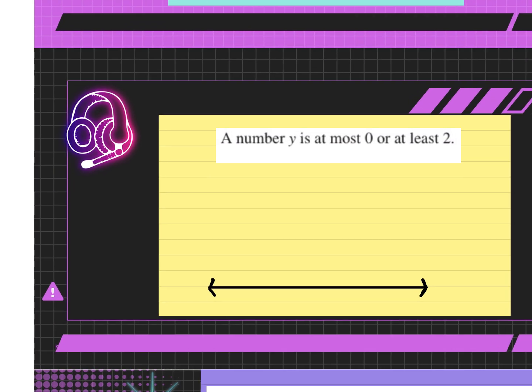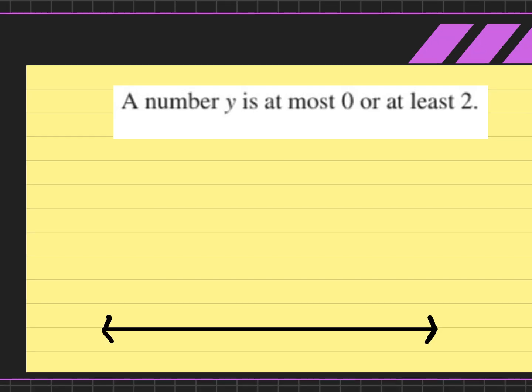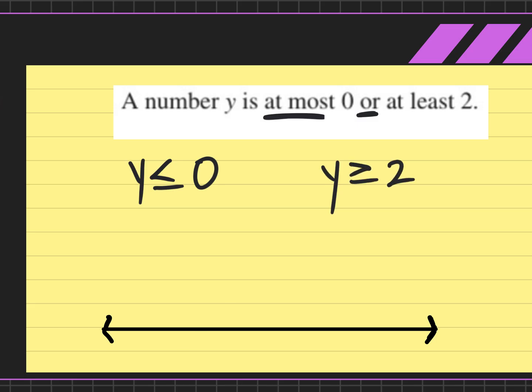This one, hopefully you see the word OR, but again, if you didn't, let's think about what this is saying. A number y, so my variable is y, is at most 0. If something is at most 0, that means that 0 is the biggest it can be, so it could be less than or equal to 0. It also says, or at least 2. So y is at least 2. If y is at least 2, that means 2 is the smallest it could be, which means it's bigger than or equal to 2. So those are my two inequalities.